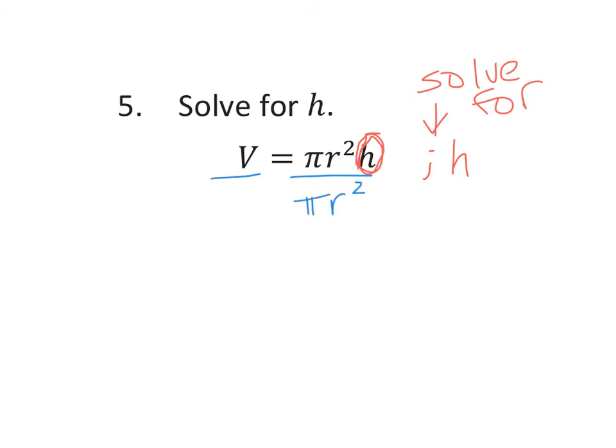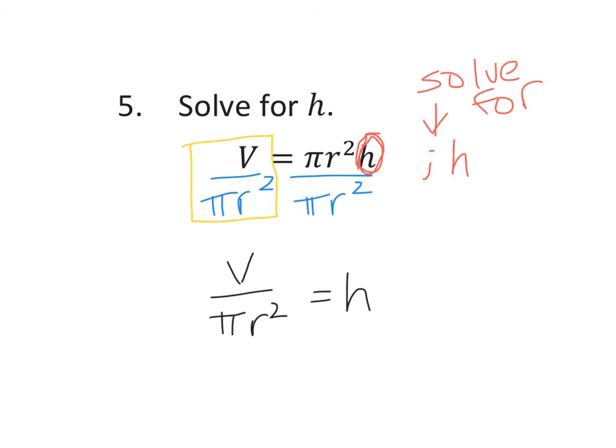Pi r squared, pi r squared. This is where I see the flipping happen. Leave that left side. If you just want to circle that left side, that works for me. Just don't flip it. The v needs to be on the top. And you're done.